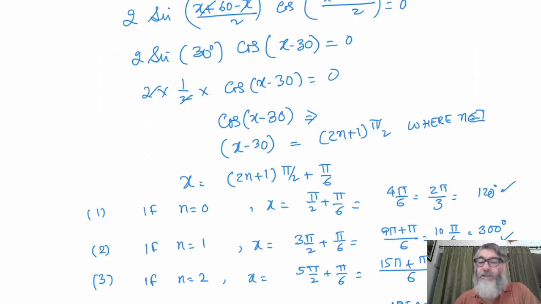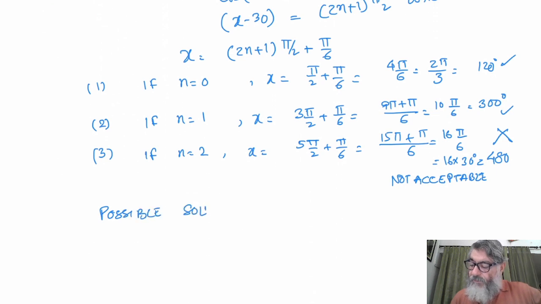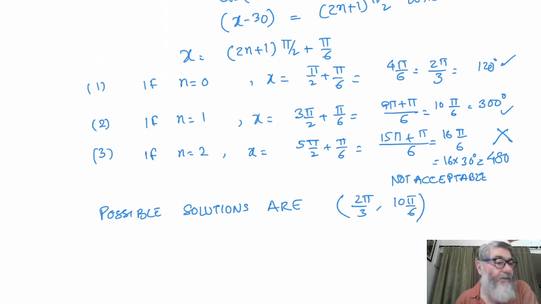This is acceptable, but that value is not acceptable. Why? Because it is greater than 360. And he had said the x values can come only in between greater than 0 and less than 360. So the possible solutions are 2 pi by 3 and 10 pi by 6, that is 120 and 300. You can write them also in degrees.